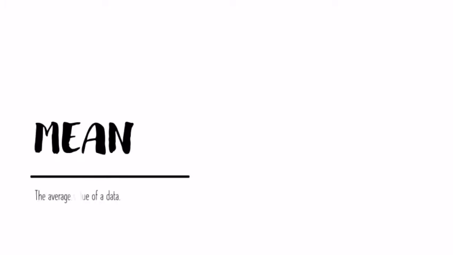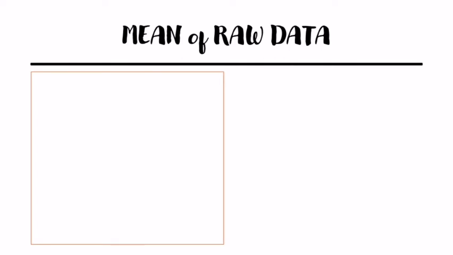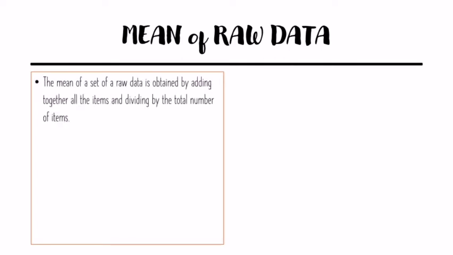Mean is actually the average value of the data. In this chapter, we are going to calculate mean for raw data, mean for ungrouped frequency distribution data, and for grouped frequency distribution data. Okay, so mean for raw data. The mean of a set of raw data is obtained by adding together all the items and dividing by the total number of the items.